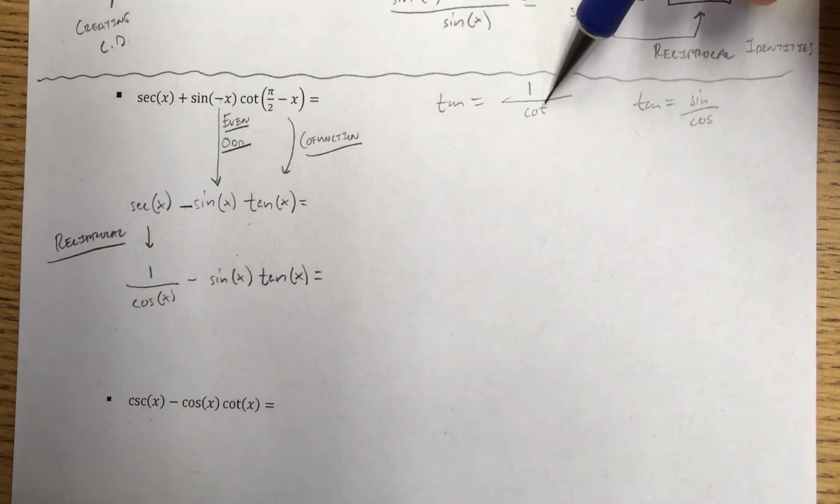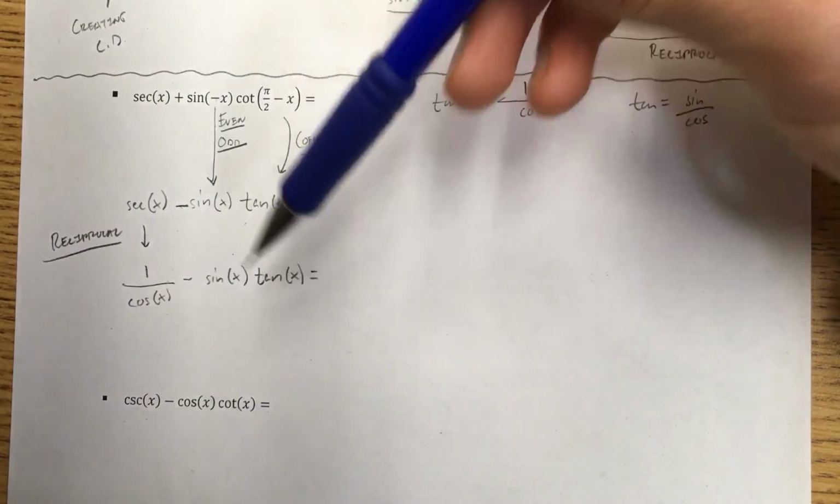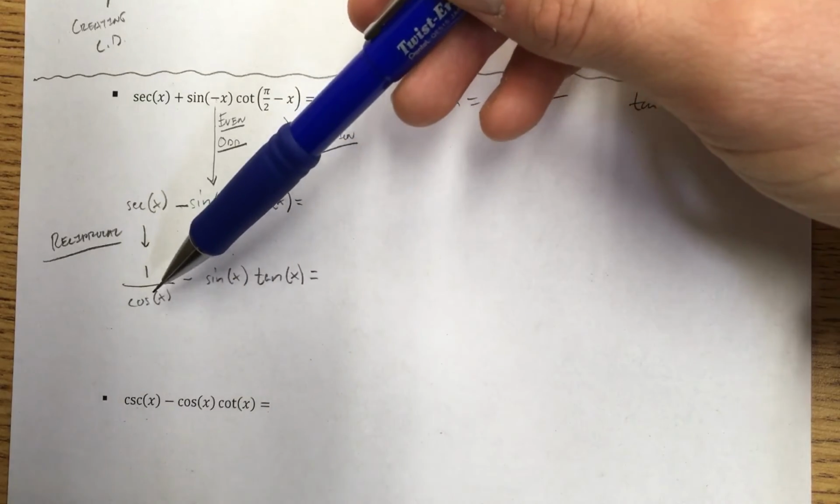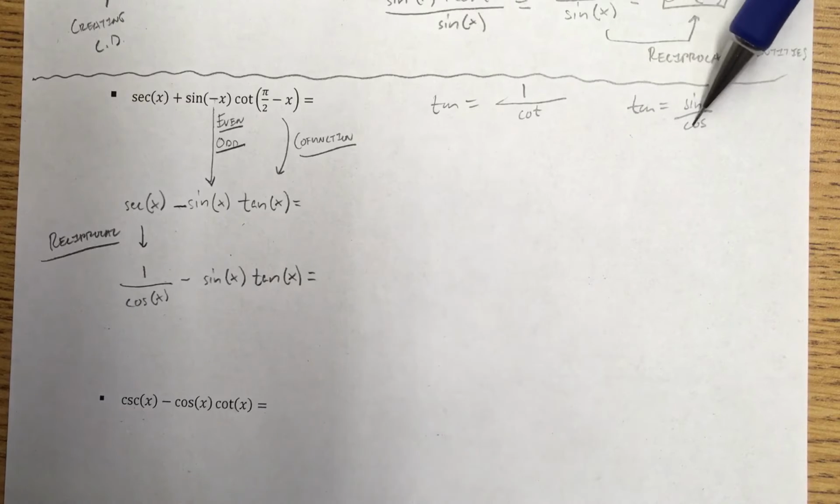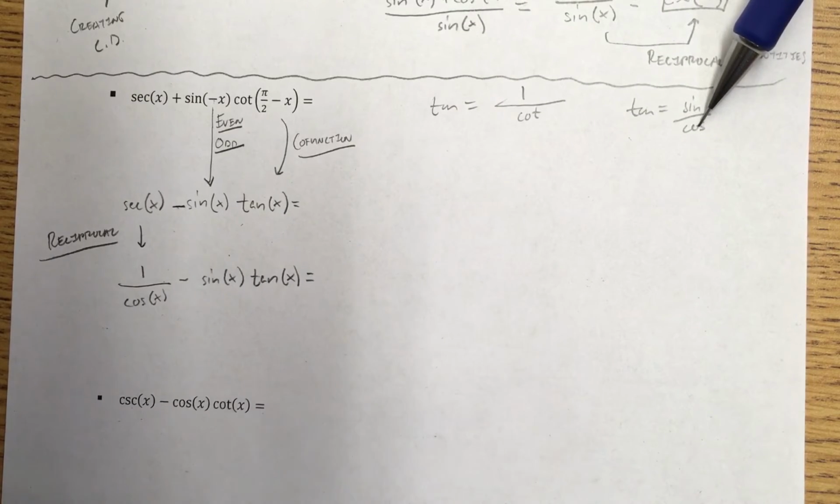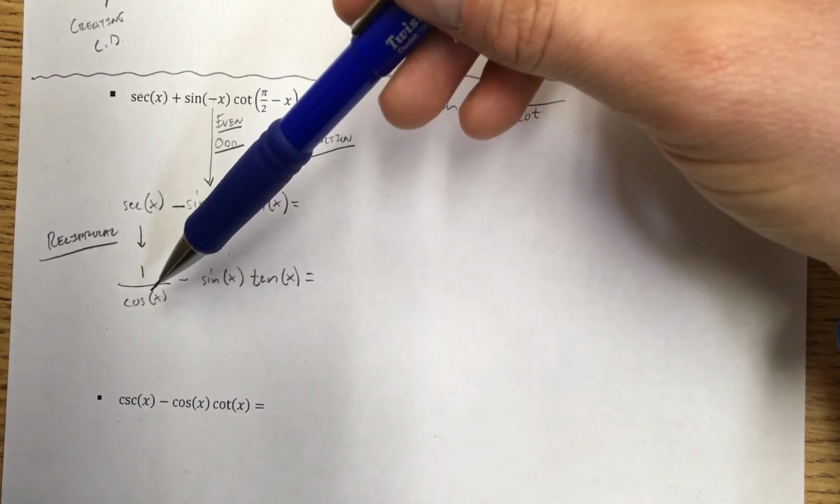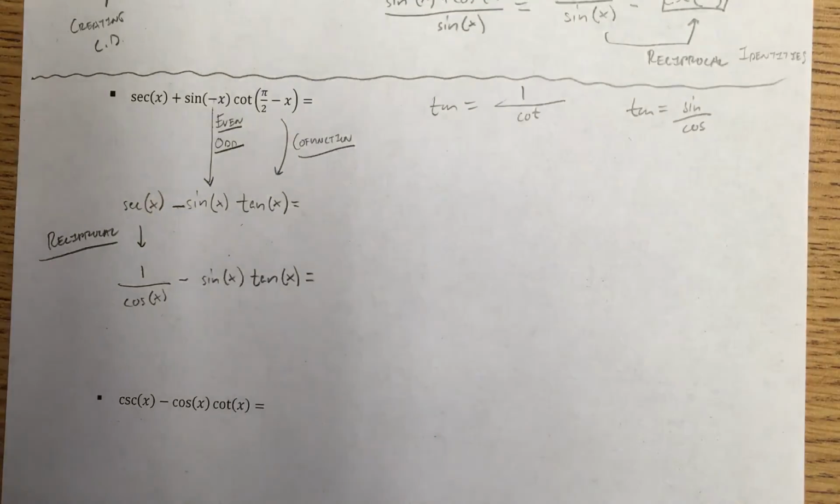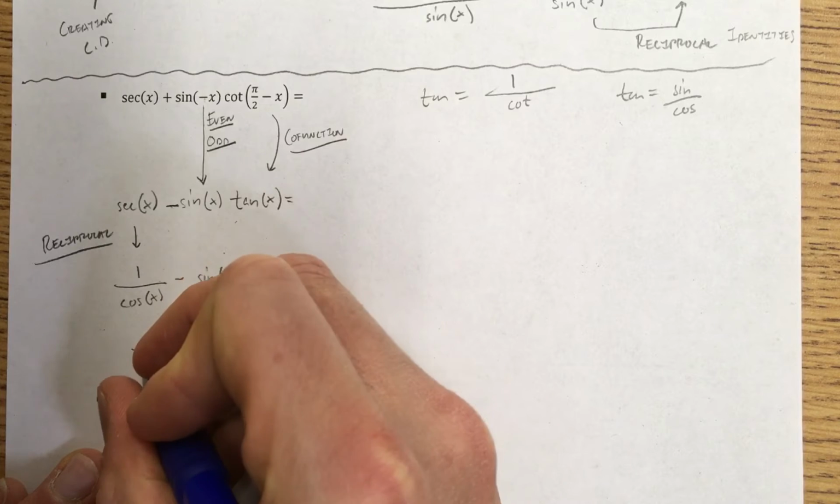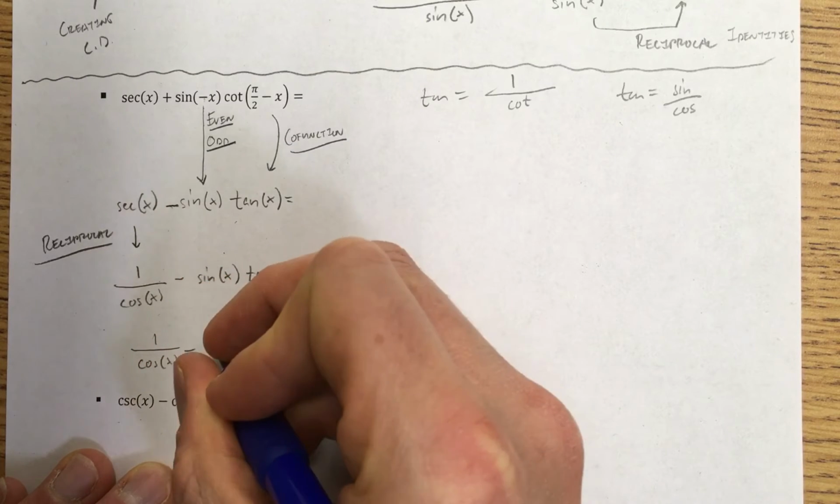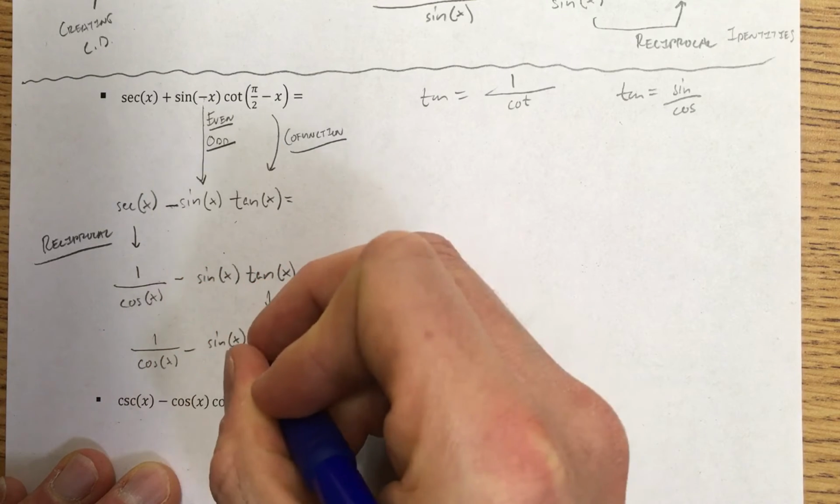Now if I turn it into 1 over cotangent, that means cotangent would be in the denominator. I have cosine here, so that might complicate things. If I turn tangent into sine over cosine, then I have cosine in the denominator here, and cosine in the denominator there as well. So that seems like the better route to go. So let's change tangent into sine over cosine.